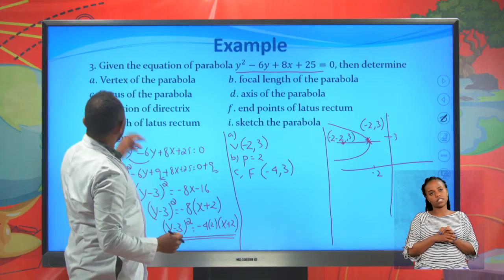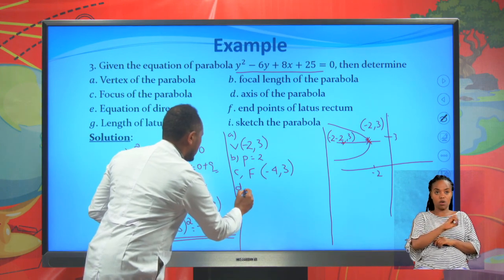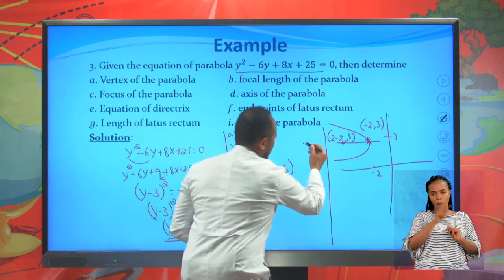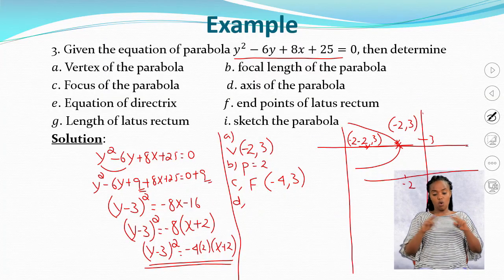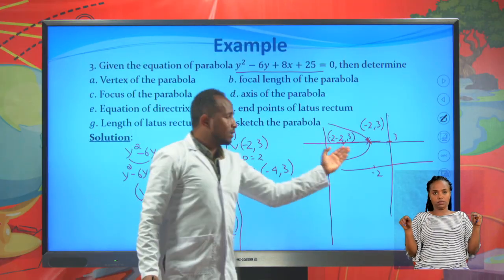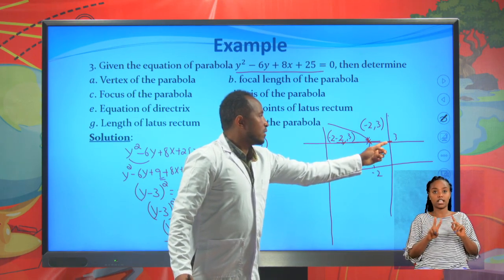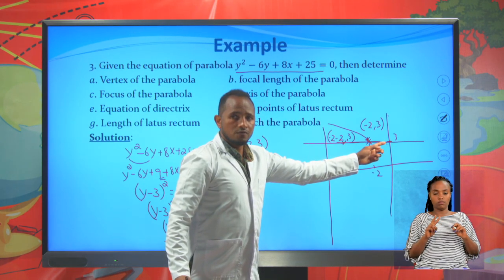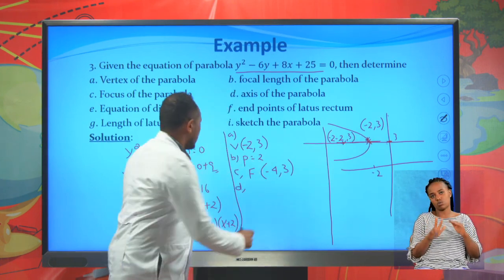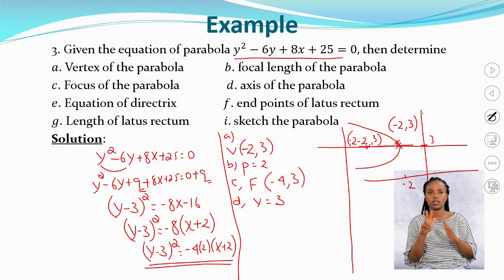Next, D, axis of the parabola. Axis of parabola is this line. It's a horizontal line. Assume 3 is here. So the axis of a parabola is this horizontal line passing through the vertex. So it passes through 3. Therefore its axis is the horizontal line y is equal to 3.